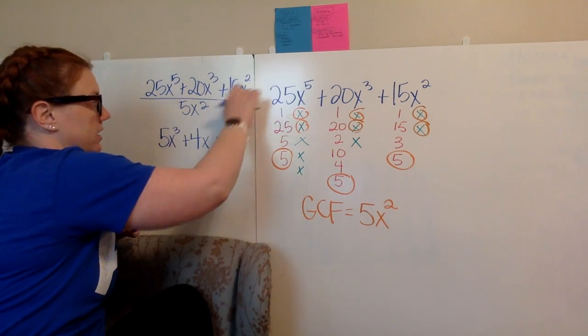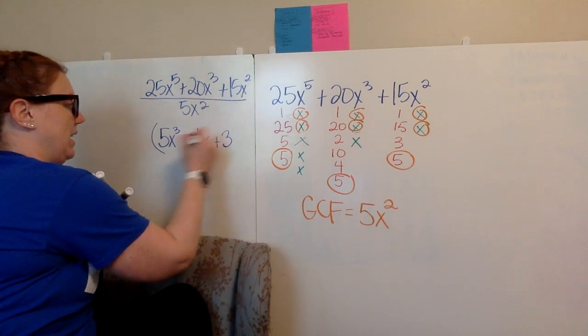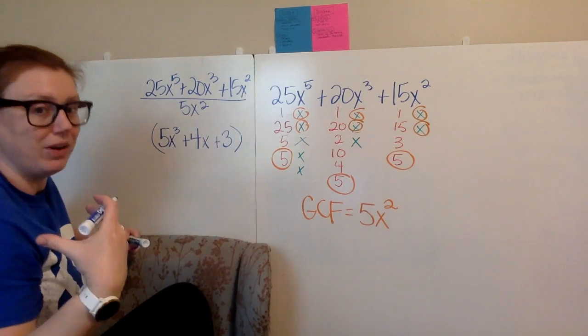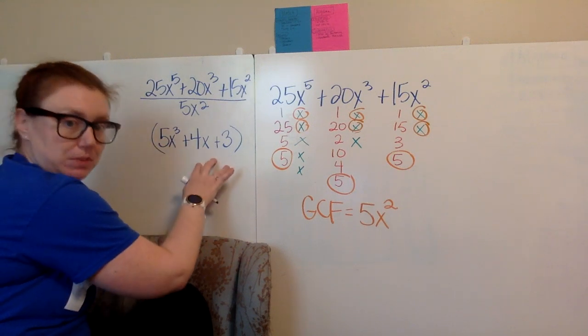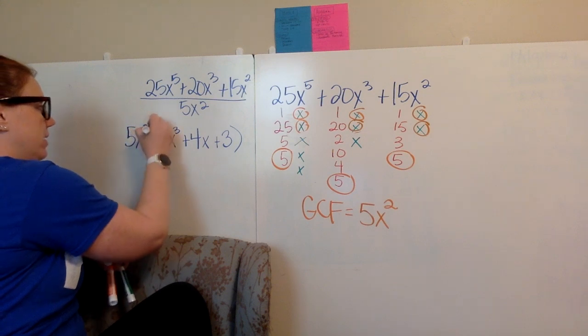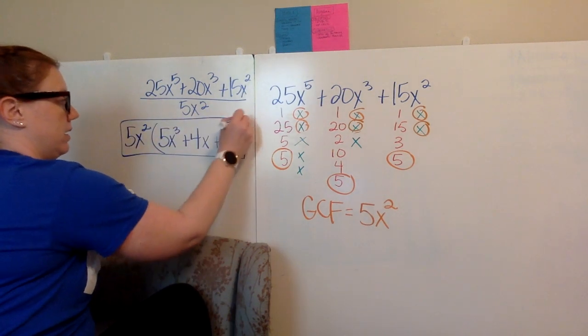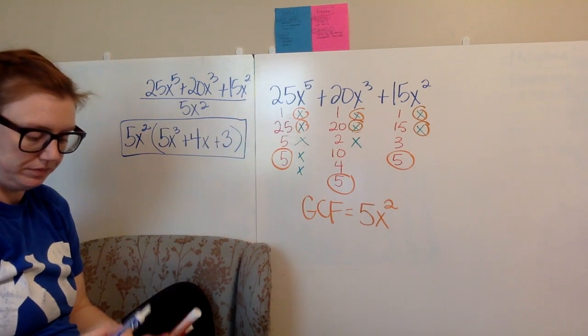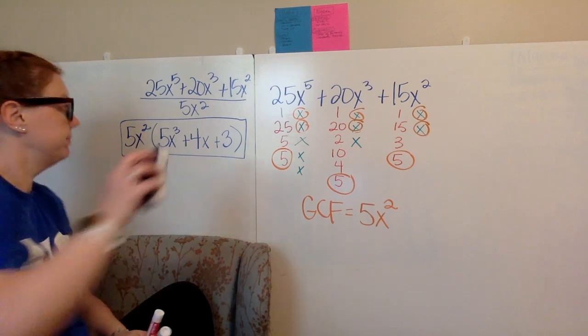And x squared divided by x squared cancels out. So this is my solution. When I take out the greatest common factor, I'm left behind with this. So I'm going to write this down inside parentheses, and I put the greatest common factor out front. So here would be the solution. All right, let's do another one.